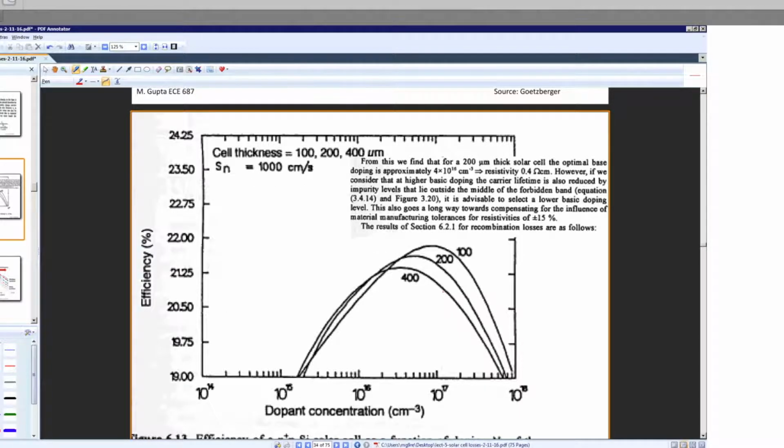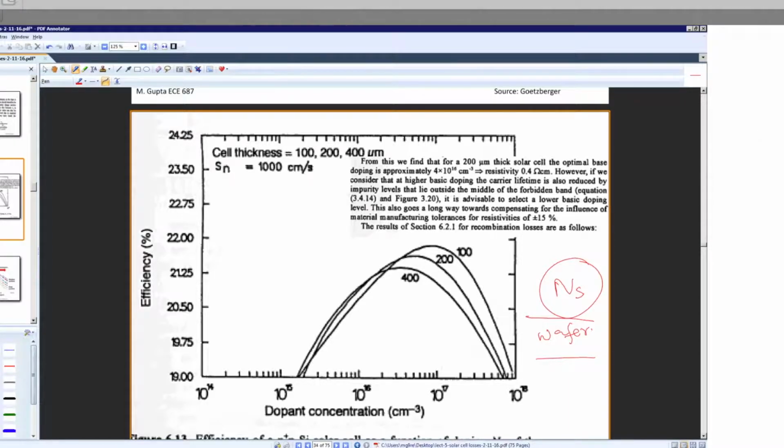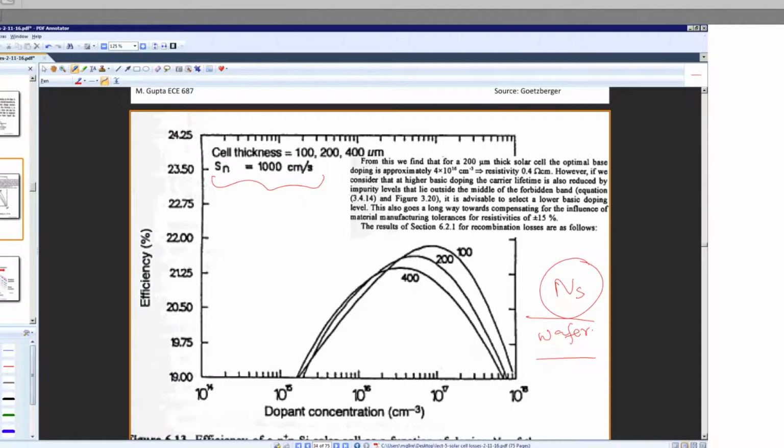So in the previous graph, we were looking at the surface concentration. What about the base, the wafer? What should be the starting wafer concentration we should choose? So this is a plot of the efficiency as a function of the dopant concentration for the base and for different cell thicknesses, 100, 200, and 400 micron wafer thicknesses, and assumes the surface recombination velocity is 1,000 centimeters per second. So what do you think your starting wafer should have as the concentration?